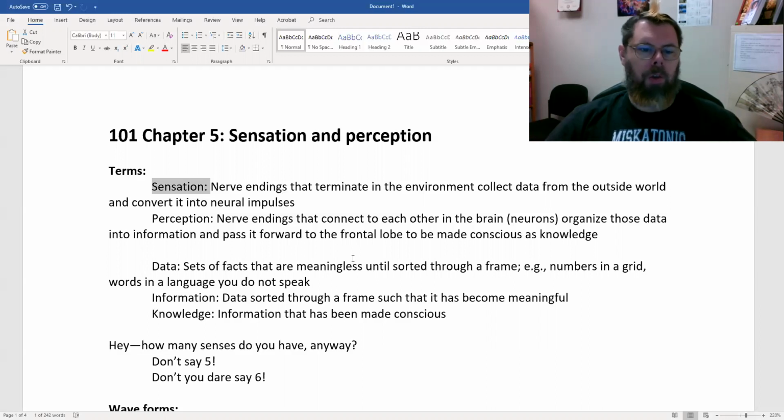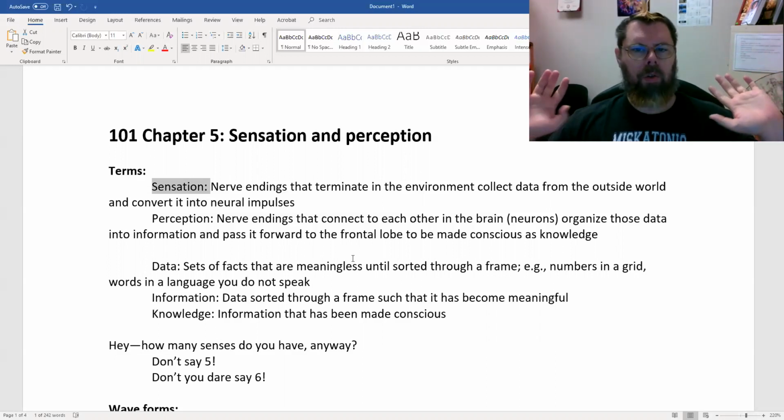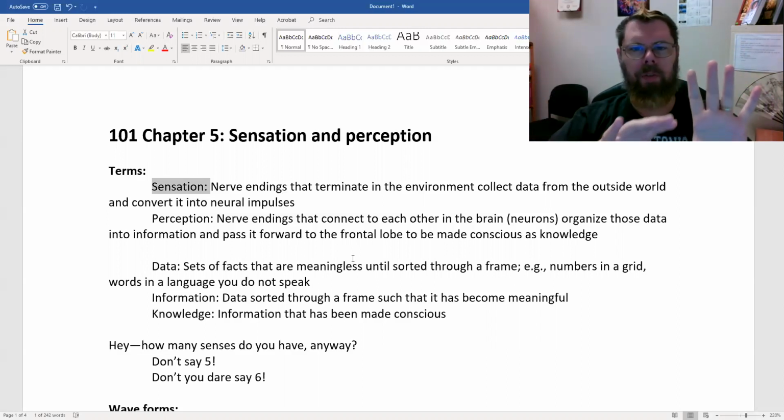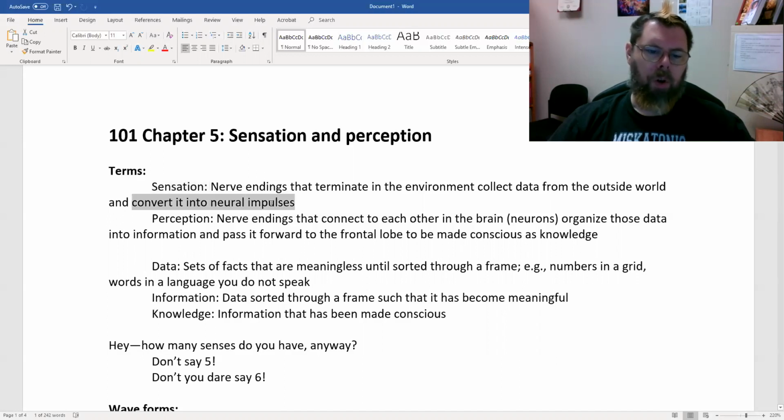Let's do our terms. So sensation, we're talking about stimuli, energetic impulses zipping around through the universe or bodies bumping into things. And there's nerve endings, they're essentially identical to the neurons in your brain, but there's nerve endings that terminate in the environment somehow. They bump up against one of these energetic stimuli, collect them, and that's data. And then we convert into a neural impulse, right?